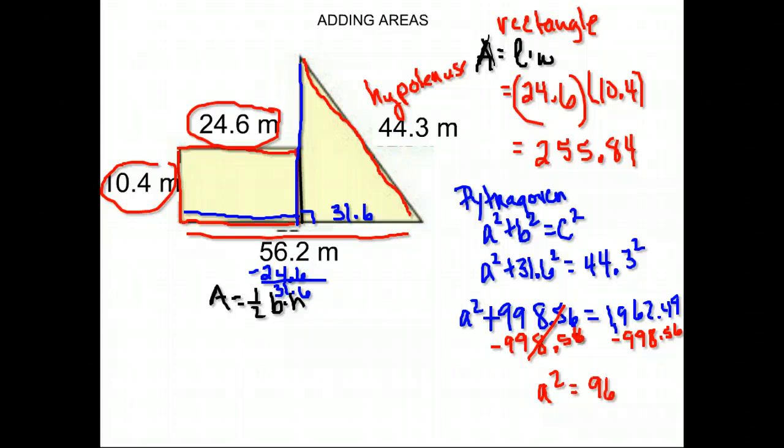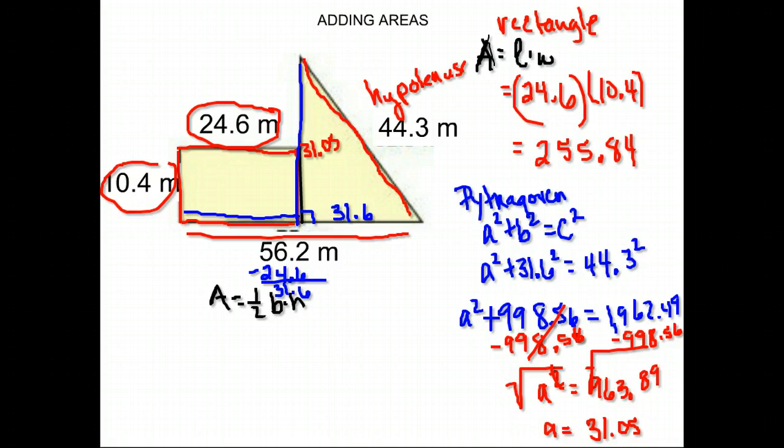That gives us the a squared is 963.89, and then to get rid of a square, you take the square root of both sides. So in your calculator, do the square root of 963.89, and you get 31.05 about, if we round. Okay, so on our triangle here, this side is 31.05.